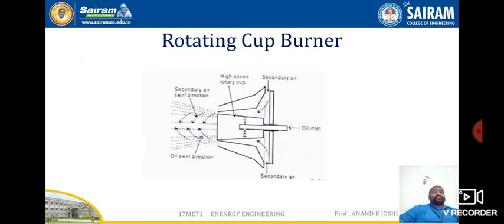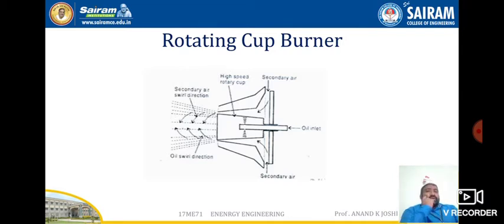First one is the rotating type of cup burner. So how does it work? The construction of a rotary cup oil burner is schematically shown in the figure. It consists of a horizontal rotary cup that runs at a high speed of about 3000 rpm. The oil is supplied at the center through the inlet port and is sprayed on the inner surface of the rim of the high speed rotary cup.